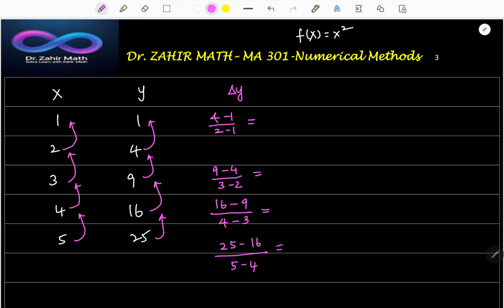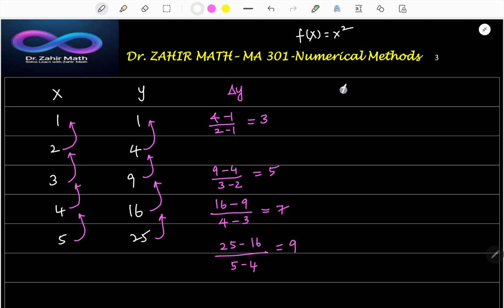Okay, 4 minus 1 is 3, 3 minus 2 minus 1 is 1. So it's going to become 3 because it's an easy number. 9 minus 4 is 5, 5 minus this is 5. 16 minus 9 is going to become 7, and in the down all it's 1. So 25 minus 16 is 9. You can use a calculator also, no problem.